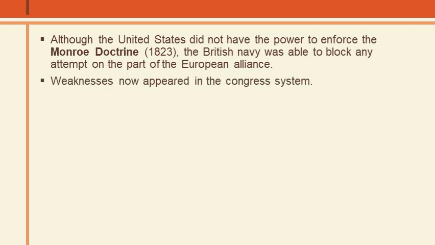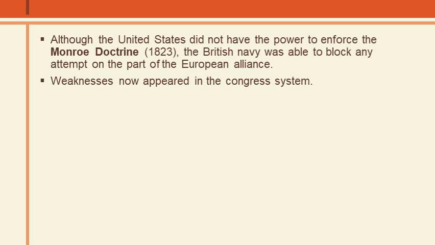So there are weaknesses, because there's not uniformity in how they're pursuing this policy of suppressing, and also these countries are not staying together.